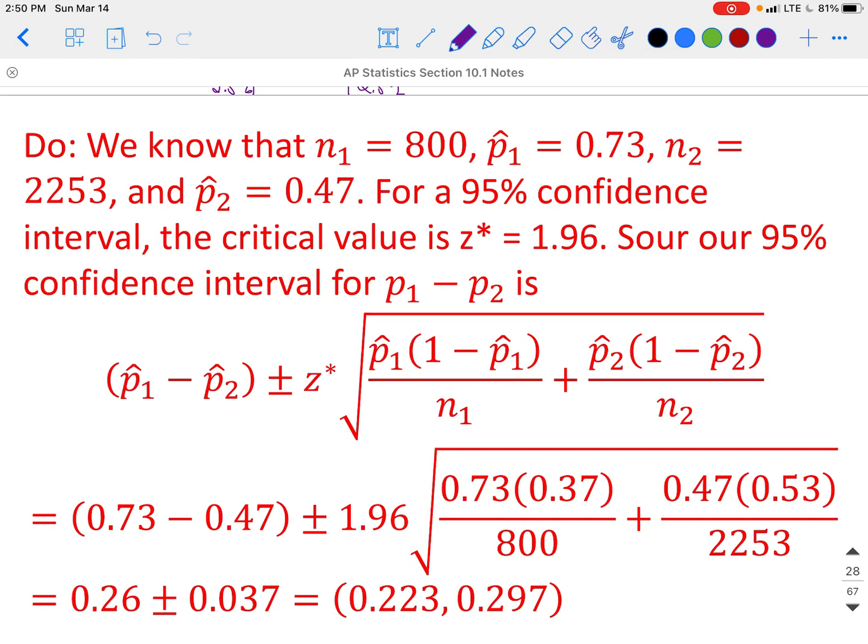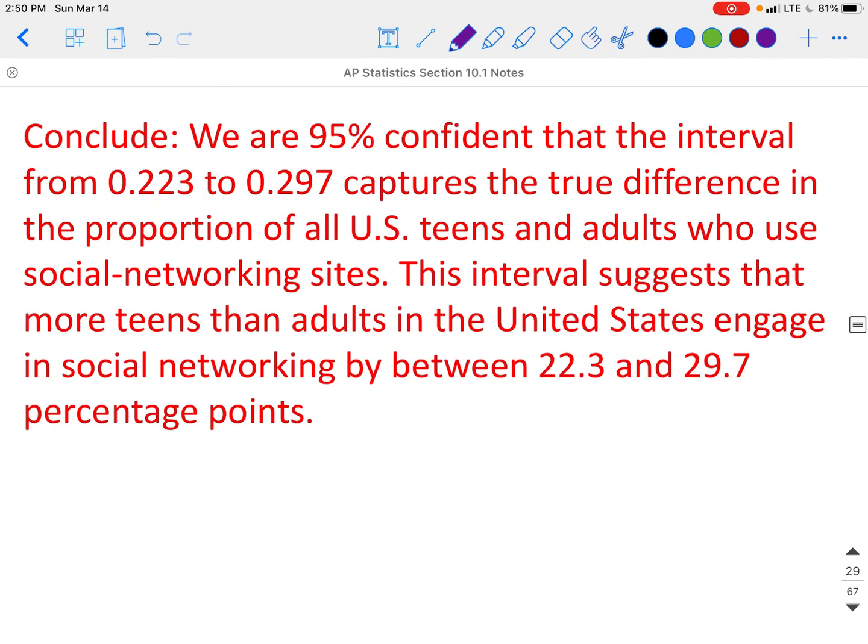The last thing we would need to do is write our conclusion. So we are 95% confident that the interval from 0.223 to 0.297 captures the true difference in the proportion of all U.S. teens and adults who use social networking sites. This interval suggests that more teens than adults in the United States engage in social networking by between 22.3 and 29.7 percentage points.